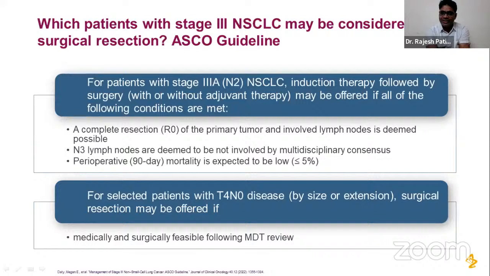So for patients with stage 3A, induction therapy followed by surgery may be offered if all the following conditions are met: a complete resection of the primary tumor and involved lymph nodes is deemed possible, N3 lymph nodes are deemed not involved by multidisciplinary consensus, and perioperative mortality is expected to be low. As we have discussed, both neoadjuvant and adjuvant immunotherapy are a standard of care, but especially in stage 3 patients, where many do not undergo surgery, we should push for neoadjuvant immunotherapy, and later after chemotherapy and immunotherapy, we can consider them for surgery and then adjuvant immunotherapy.